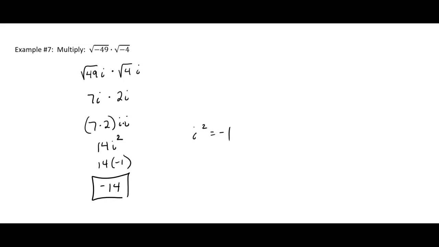Now that's the answer. It's a real number, but all real numbers are complex numbers. Okay, so I don't know if we mentioned it before, but when we multiplied complex numbers, we always got another complex number. Okay.